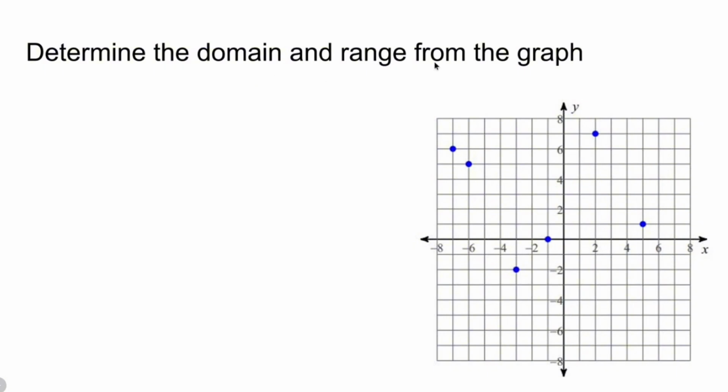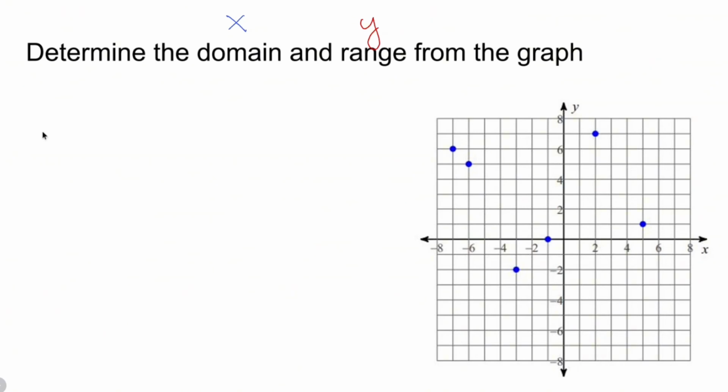Determine the domain and the range from the graph. What I have is a graph of 1, 2, 3, 4, 5, 6 points. In order to find the domain and the range, I have to figure out what the x values are for each point and what the y values are for each point. And what I should do is list them out in order.